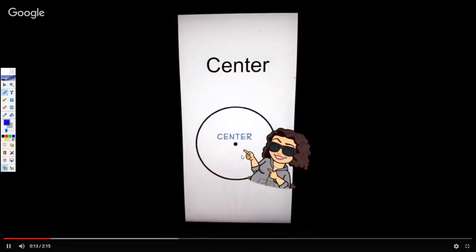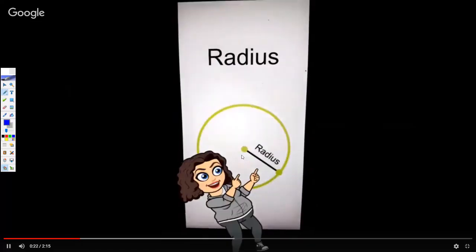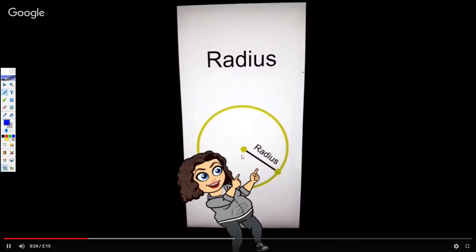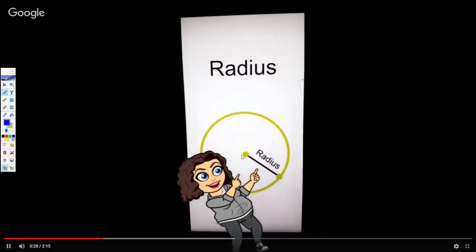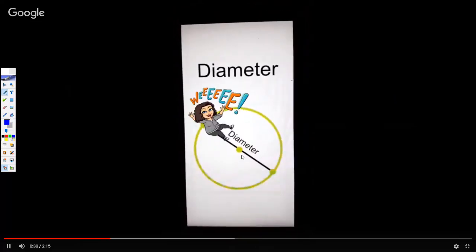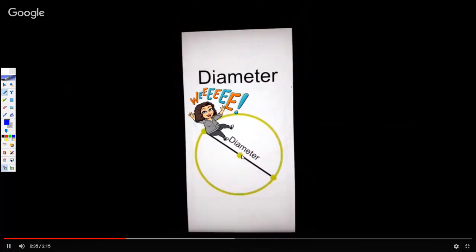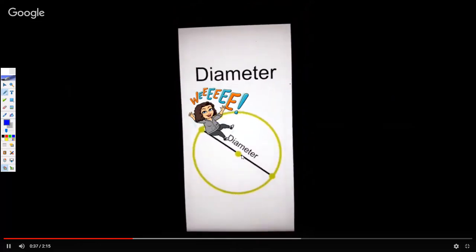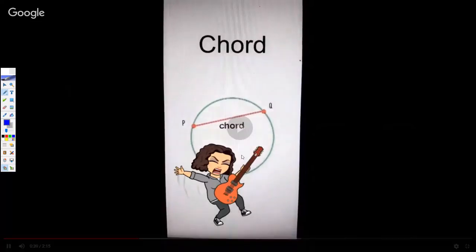Now within that, remember the center is like the center of attention. That center wants all the attention that's going on. That's why they're in the middle of the circle. The radius is the line segment that connects the center to the outside of the circle. And that is usually what we use for things like area equals pi r squared. The diameter is two radii put together, and they're collinear, meaning that they connect on the same point. A chord is, like I said, the two endpoints are both on the circle.